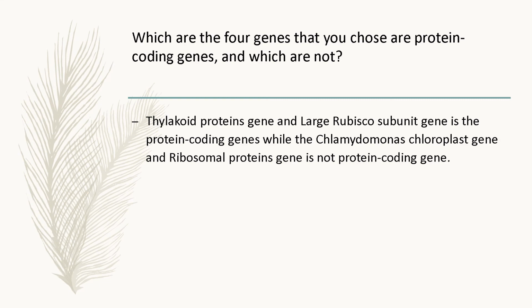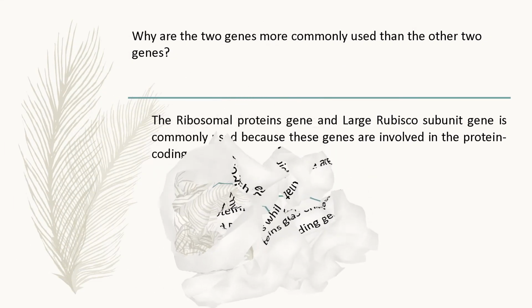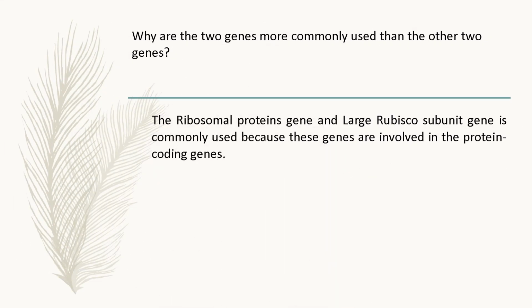For the last slide, why are two genes more commonly used than the other two genes? The ribosomal protein gene and large Rubisco subunit gene are commonly used because these genes are involved in protein coding.